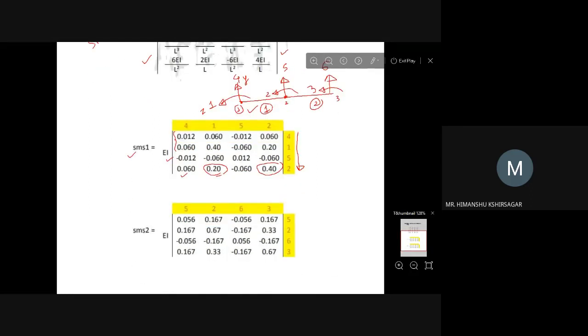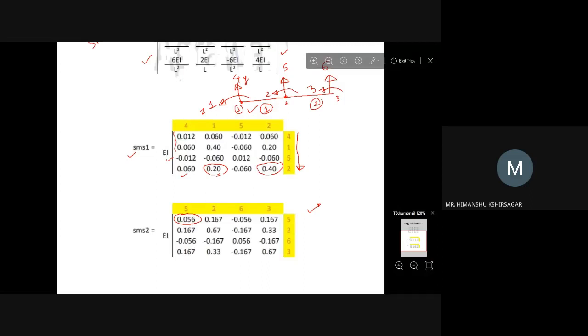So for the SMS2 matrix for member 2, we have already found the values of the coefficients: 12EI by L cube, 6EI by L square, 4EI by L and 2EI by L. Refer to that table, take the values from it and assemble this matrix. The first value is 12EI by L cube. For member 2, what is that value? It is 0.056 EI. EI I have taken common here, so only put the value of the coefficient.